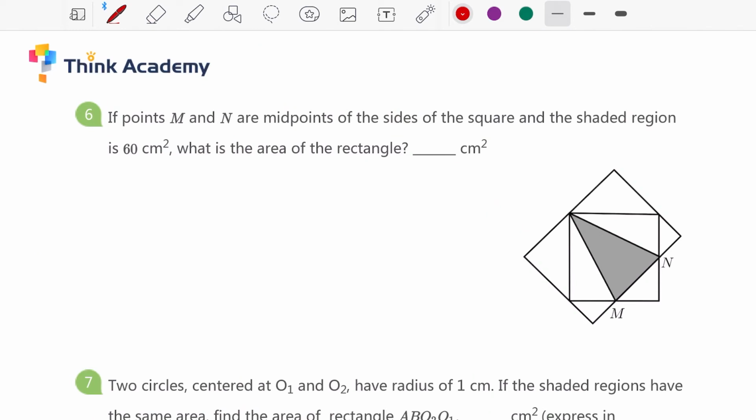Now, if the points M and N are midpoints of the sides of a square and the shaded region is 60 cm squared, what's the area of the rectangle? So it looks very interesting. There must be some way that we can use the concept of midpoints over here. And there is. We can cut it out. Alright, whenever we are not sure how this thing works, we can always cut it out in this fashion. So maybe I'll just draw out this line over here.